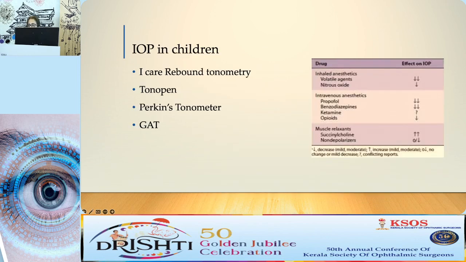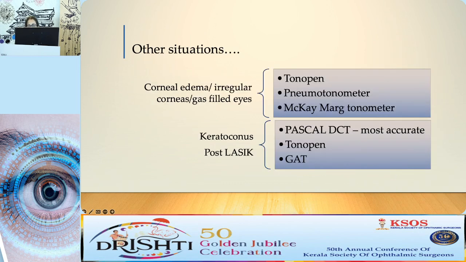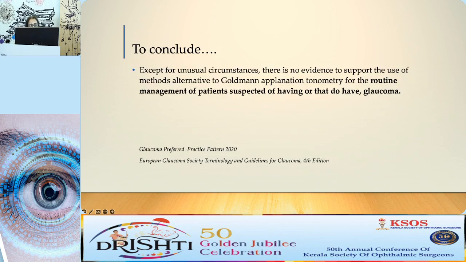Now, in special situations like in children, iCare rebound, if available, is the best option, or else Tonopen, Perkins, or in an older child, Goldmann. Also, all anesthetics usually reduce the IOP, except ketamine and succinylcholine, which may increase the IOP. In irregular cornea and edematous cornea, go for Tonopen or pneumotonometers. In thin cornea, post-LASIK eyes and all, Pascal's DCT is said to be ideal. In conclusion, in spite of having so many different tonometers, for the routine diagnosis, management and follow-up of a person with glaucoma, Goldmann applanation tonometry is still considered to be the ideal one. Thank you.